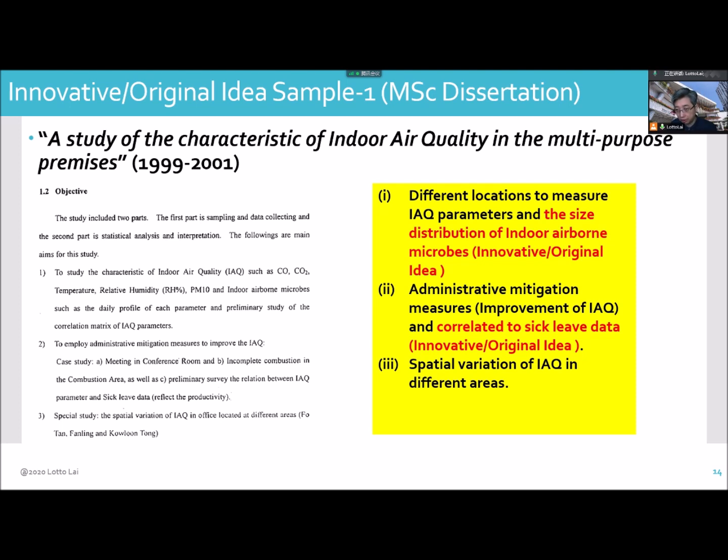When I studied, there was size distribution for fungi. Some people did that, but without following the IAQ parameters. And the second new thing is how to correlate with people's activity, for example, the sick leave. It is the original one. No one had talked about the direct effect between indoor air quality and the sick leave. It means correlating with the health of the people.